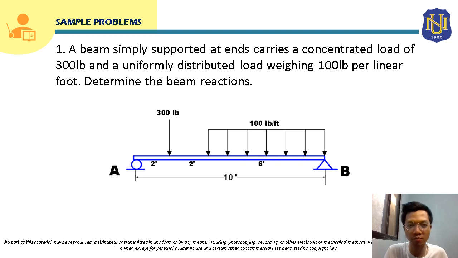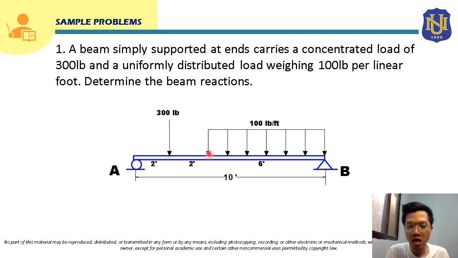For sample problem number 1, a beam simply supported at ends carries a concentrated load of 300 pound and a uniformly distributed load weighing 100 pound per linear foot. Determine the beam reactions. As we can see here, we have a beam. This beam carries two loads. It carries a concentrated load here, a 300-pound concentrated load, and it also carries a uniformly distributed load, and the weight of this uniformly distributed load is 100 pound per feet.